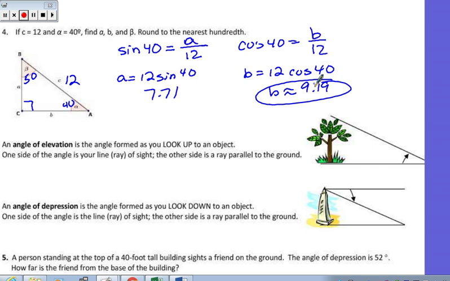All right, so that's how you solve a triangle. You need to get all three angles and all three sides. We're going to be doing some word problems with this right triangle trig. The first thing we need to get is some terms down.